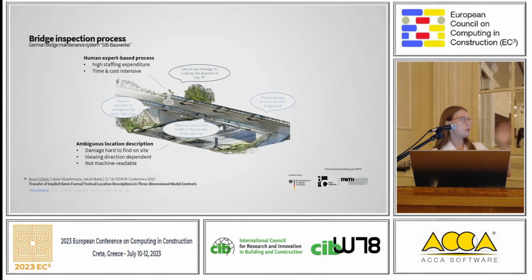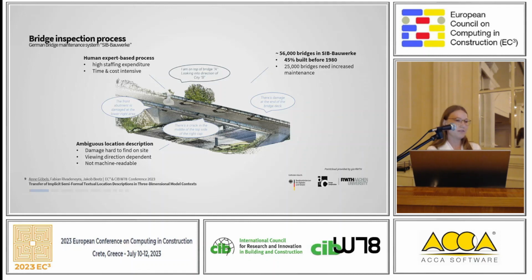And also with these ambiguous location descriptions, it's sometimes very hard to find the damage, so sometimes they don't find it and just delete it from the database. And because of this viewing direction dependency, it's also confusing because you always have to think in this direction, but your body is moving around. I think all of us know this right and left confusion sometimes, so it's a very error-prone approach, and, which is obvious, it's not machine readable or machine interpretable. And this is the process used for around 56,000 bridges in Germany, because that's all bridges inside this database system.